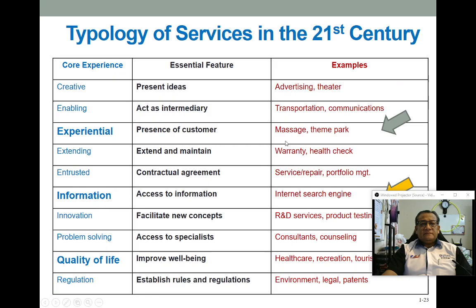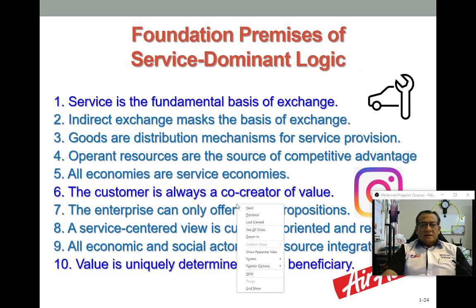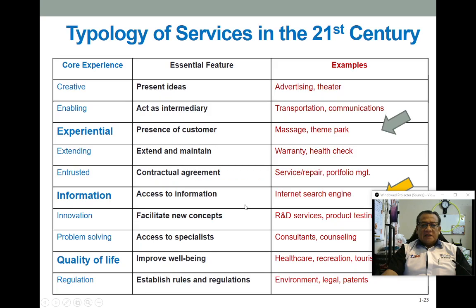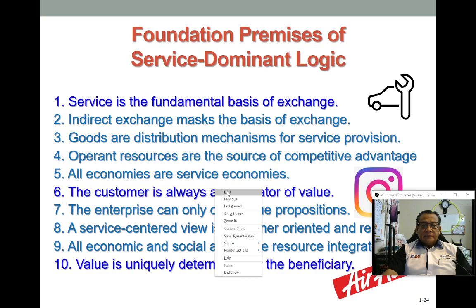Okay, I think it is about 25 minutes now, so I'm stopping here. I stop at typology of services as part one, and subsequently I will issue a part two to continue until finishing the chapter. Okay, we take a break for a while from this session.